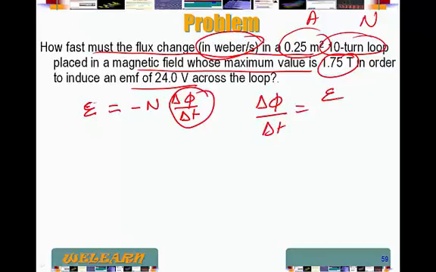That's going to be equal to EMF over n. So now here the minus sign just tells us nothing really. We need the absolute value. So in this case, that's going to be 24 volts, I'm sorry, over the number of turns, which is 10. So it is going to be 2.4 Webers per second.